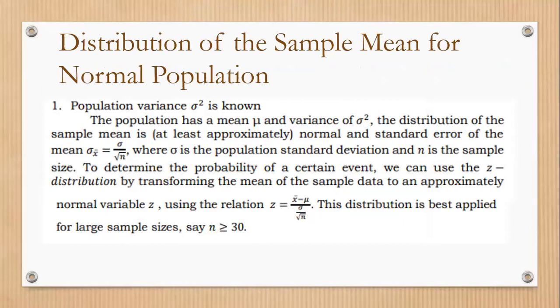For the distribution of the sample mean for normal population, the population variance is known and it has a mean mu, and that's the symbol for the variance. The distribution of the sample mean is at least approximately normal, and standard error of the mean. Yan. So ito po yung standard error of the mean formula natin, where sigma is the population standard deviation and n is the sample size. Okay? Kaya po pagka yan yung mga given, pwede nating malaman, kumbaga known po siya. The population variance is known.